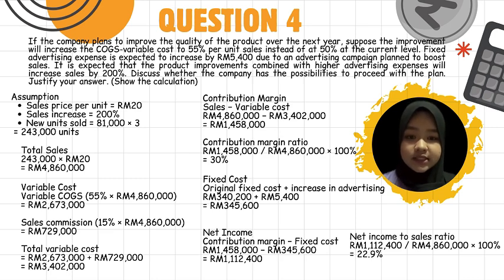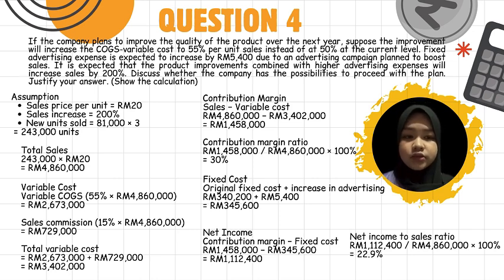Hi, my name is Nur Azlana binti Hayazi with matric number 312848, and I will continue presenting question number 4. For question number 4, the company plans to improve product quality, which will increase its variable cost to 55% of sales and fixed advertising by 5,400 ringgit Malaysia. These changes are expected to increase sales by 200%. With the selling price remaining at 20 ringgit Malaysia, total units sold increases to 248,000 units.